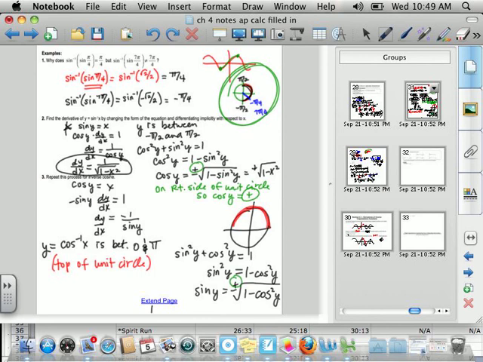Okay, so your final answer is dy over dx equals negative 1 over, and we said sine of y was the positive version, so 1 minus cosine squared. Oh wait, not quite. What's cosine y? Go back to your beginning. X, so 1 minus x squared.